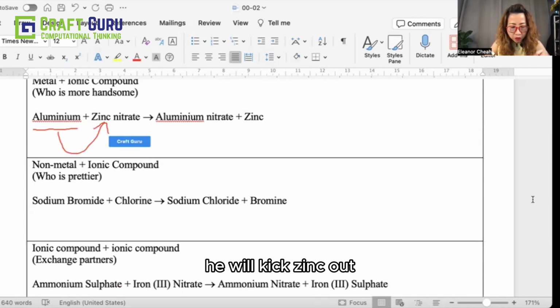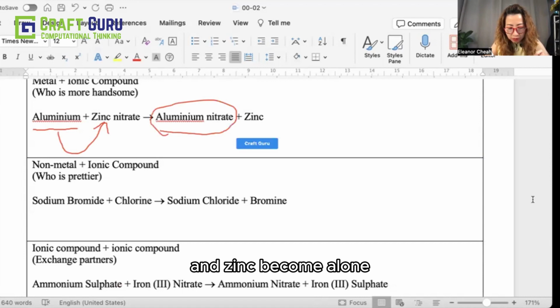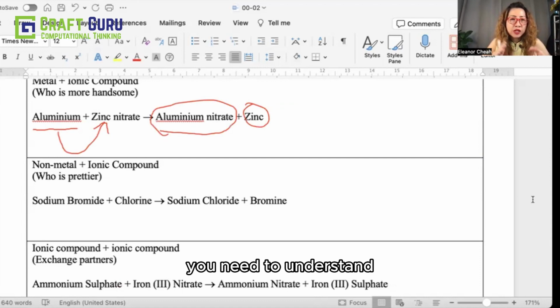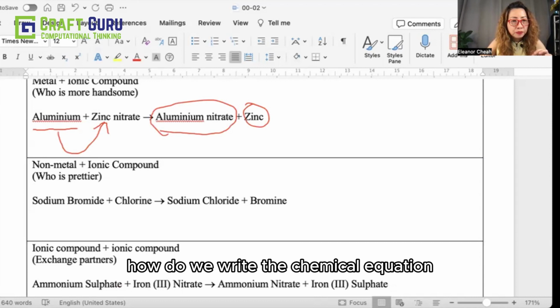He will kick zinc out, replace zinc and become aluminium nitrate, and zinc becomes alone. So this is another chemical reaction you need to understand. How do we write the chemical equation?